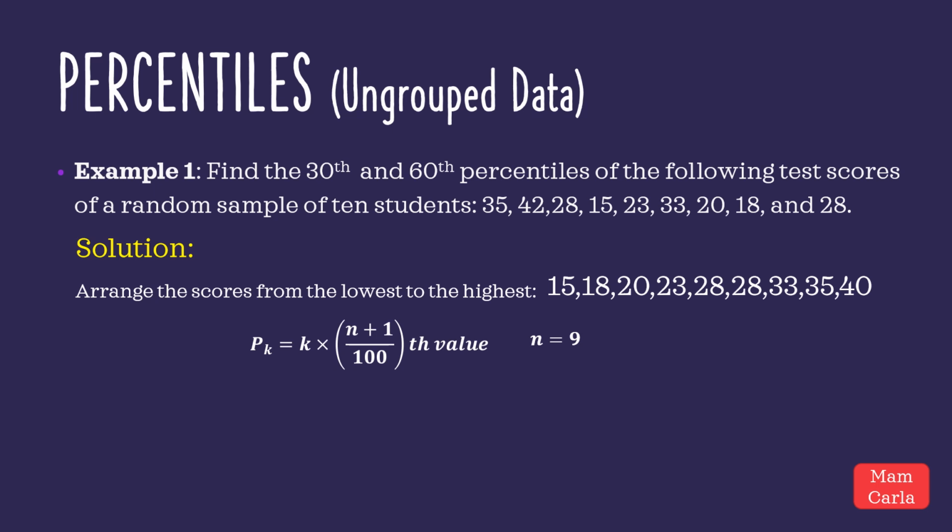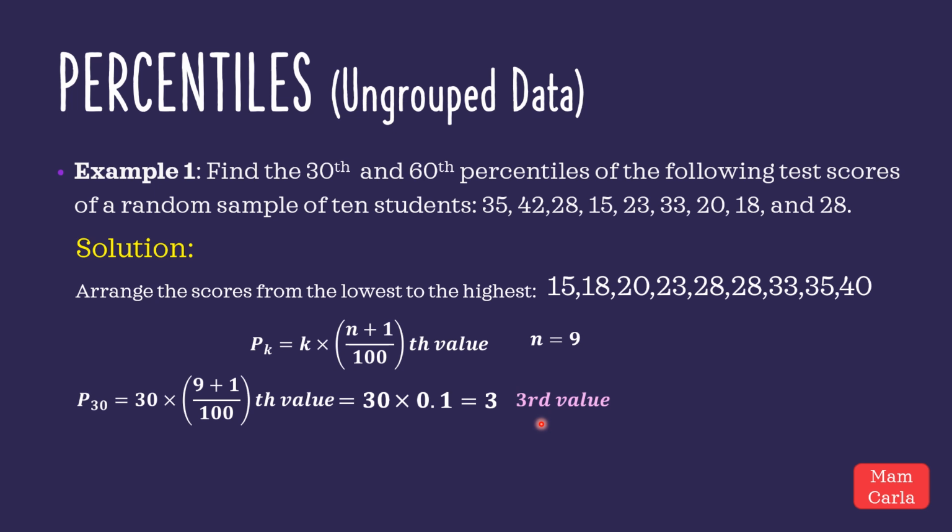Now, we are ready to solve for the P sub 30, or the 30th percentile, using the formula. We simply substitute the value of k and n into the equation. So we have here 30, we copy that and then work on the parenthesis, which is 9 plus 1, which is 10, divided by 100, and that is 0.1. Then we multiply, we have 3. So it means that we are going to locate the third value, and the third value in the given data set is 20. So P sub 30 is 20.